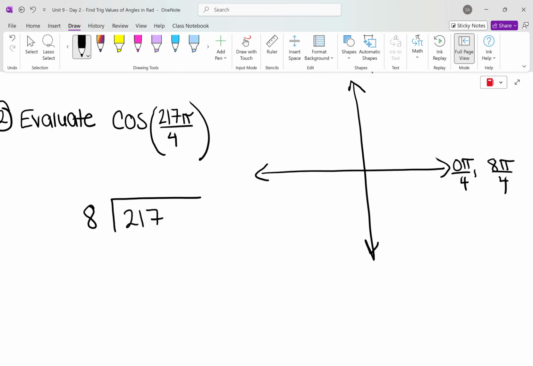Okay. So we're going to say 8 goes into 217, 8 goes into 21 twice. So we're going to have 8 goes into 57 7 times. And now our remainder is 1. So what does this mean? This means for 217 pi over 4, I have to make 27 full revolutions, and then I'm going to have 1 pi over 4, your original, left over. So this is telling us 27 full revolutions.